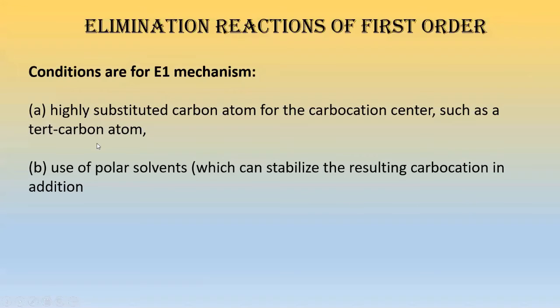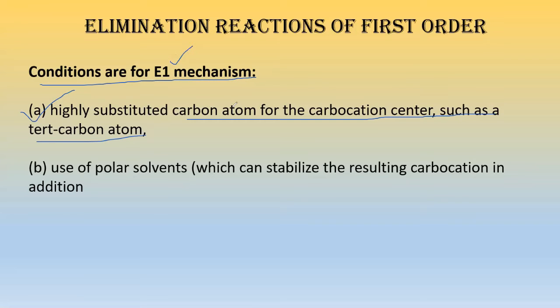Some more things are present here, that is, the conditions for elimination reaction. So what conditions do we have? Number one, a highly substituted carbon atom or carbocation center, such as a tertiary carbon atom, favors the E1 mechanism. Why? Can you tell me the reason for this statement? The reason is quite simple.